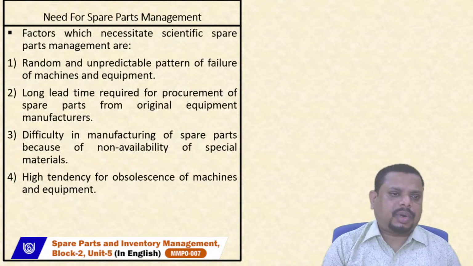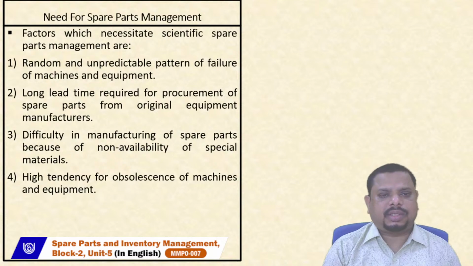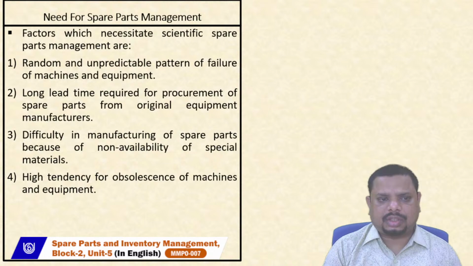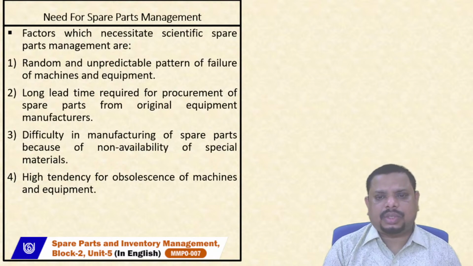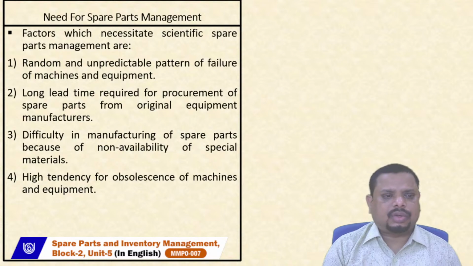In case of spare parts management, these are the factors which necessitate scientific spare parts management. The first important point is the random and unpredictable pattern of failures of machines and equipment, which is why we need to maintain an optimum level of spare parts or inventory. For example, you cannot predict the puncture of a tire, or the pattern of failure of your machines or engines. So you have to maintain an optimum level of spare parts as well as inventories.